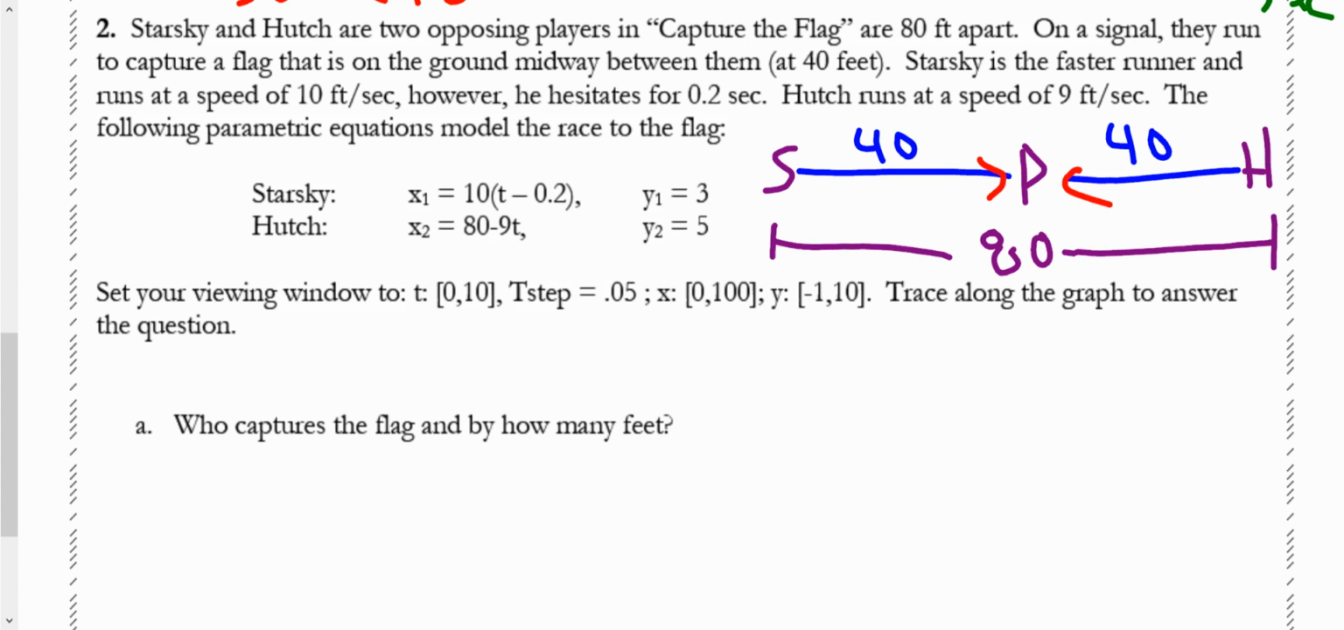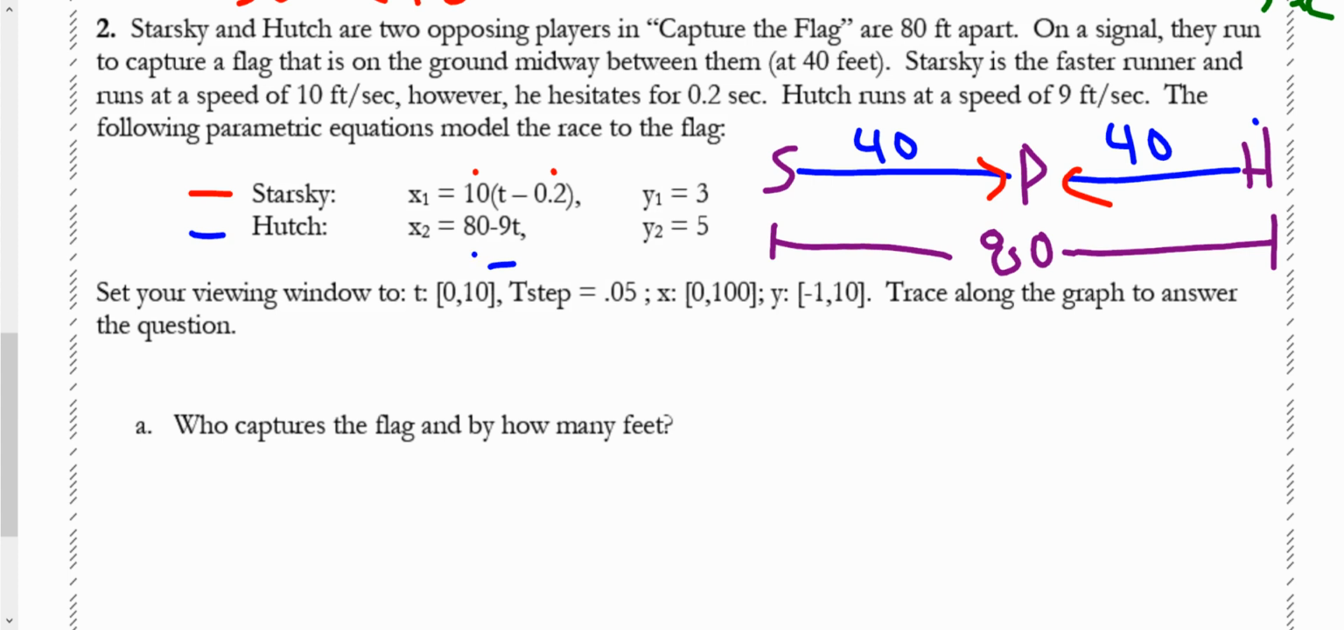So here we have Starsky. We got the 10, which is the 10 feet per second, but here's the hesitation. He's behind because he starts 0.2 seconds after Hutch. And here we have Hutch. And what you want to think about is the reason you have a negative here is because they're running in opposite directions. You've got Hutch who's running to the left, and we've got Starsky who's running to the right, or you could have it vice versa. It wouldn't really make any difference. But they've given us the equations, so we're just going to use those as we have them.